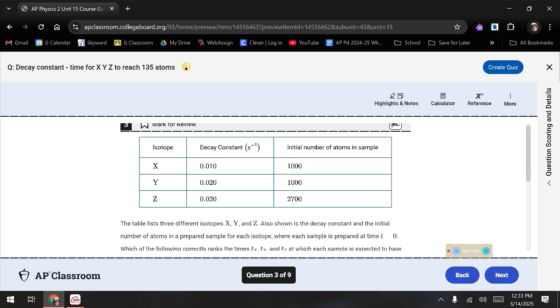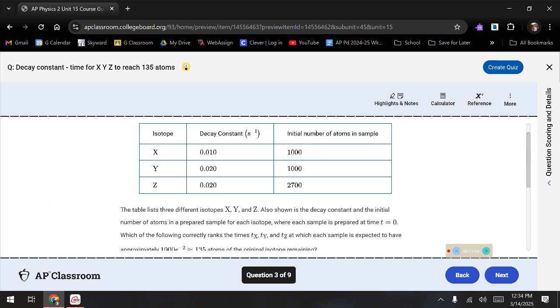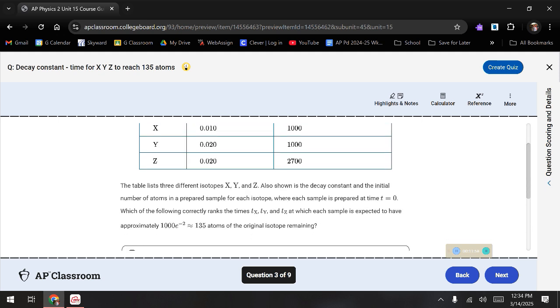So here we go. We have a table of 3 isotopes, X, Y, and Z. The decay constant and the initial number of atoms are shown for each prepared sample of each isotope. The sample is prepared at time 0. Which of the following ranks time X, time Y, and time Z, at which each sample is expected to have 1,000 e^-2, or 135 atoms?